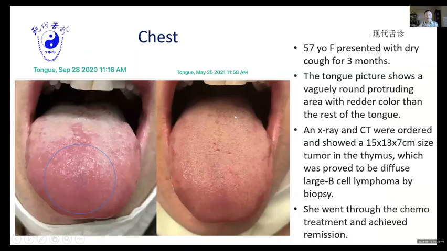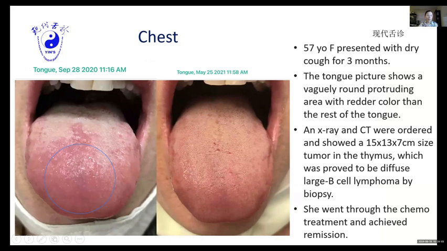This is a 57-year-old female. She presented with a severe dry cough. The cough was crazy, non-stop, very deep, for 3 months. She thought she had mold in her apartment. She thought she had COVID, did multiple tests, and none were positive for COVID.